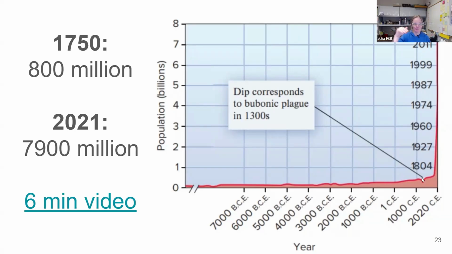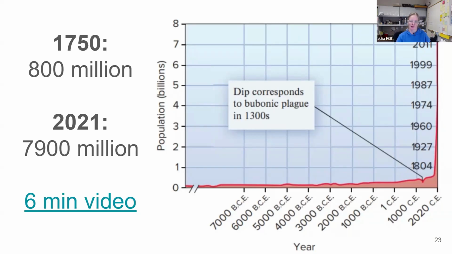Here we see a little dip in the human population, and that corresponded to the bubonic plague that killed about a third of Europeans, and that's the only time we see a dip in the human population. But about 200 years ago, we see a huge population spike about the time of the Industrial Revolution.